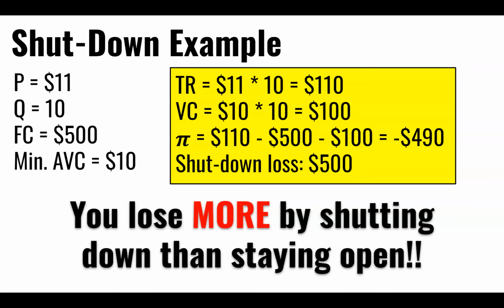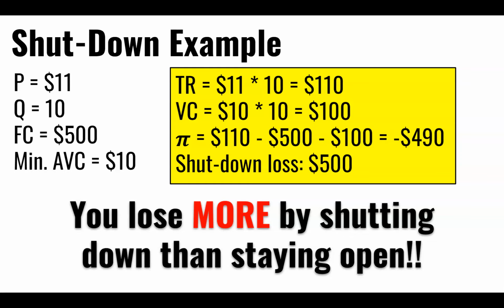Then in this situation, my total revenue is $110 coming in. My costs are still the same, but in this case, my profit is a negative $490. I'm losing $490, but the shutdown loss is $500. Basically what I'm saying here is I'm covering all of my variable costs, and then I can take some of what's left over and put them towards my fixed costs.